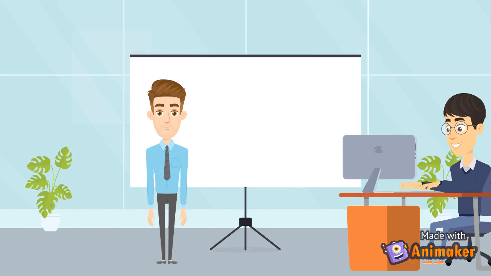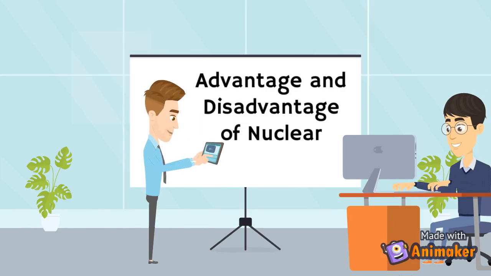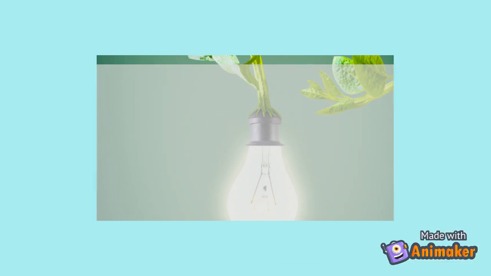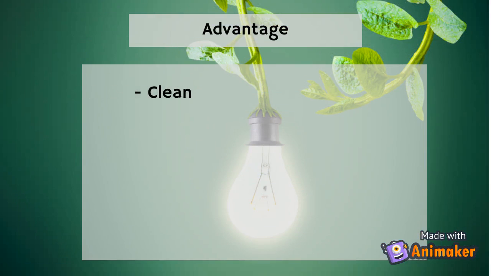Next, we go to the advantages and disadvantages of nuclear. Clean. Nuclear energy produces almost no carbon dioxide, and no sulfur dioxide or nitrogen oxides. These gases are produced in vast quantities when fossil fuels are burned. Nuclear waste is less. 1 gram of uranium yields about as much energy as a ton of coal or oil. The volume of nuclear waste produced is very small.